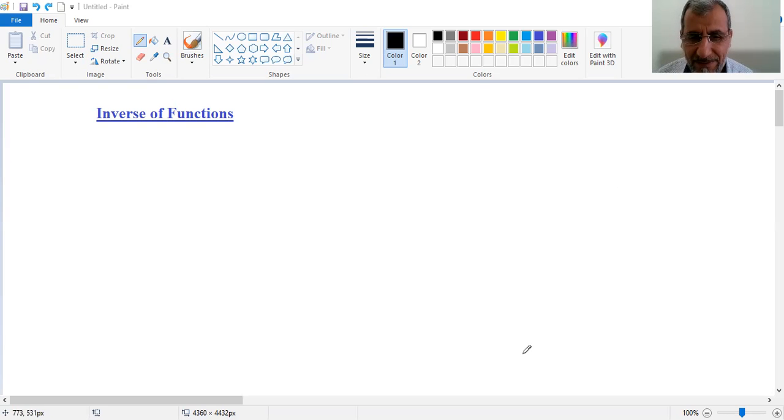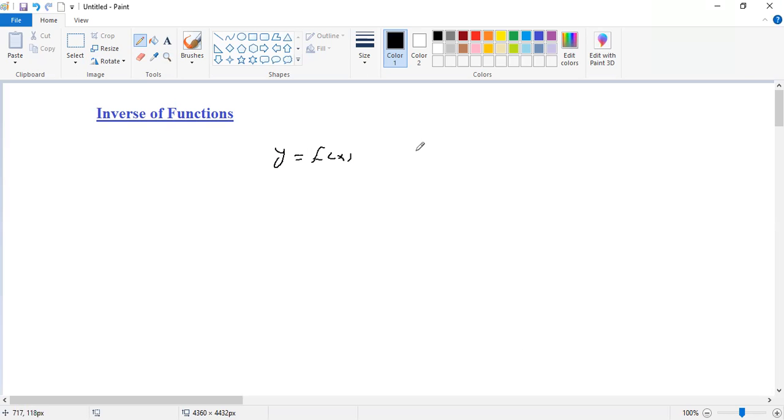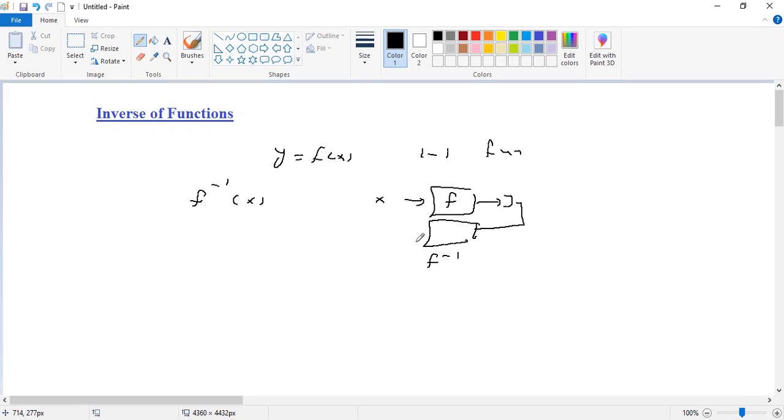a function. So first of all, let y equal f of x. This function is a one-to-one function. So how do we find f inverse of x, what does it mean? The function is a machine: the input is x and the output is y. Now the question is, if I input y into which one, which is called the inverse, to return back to x.